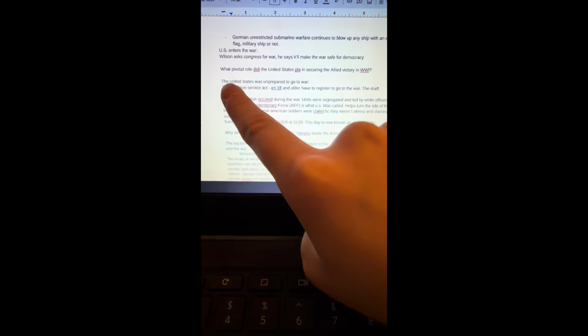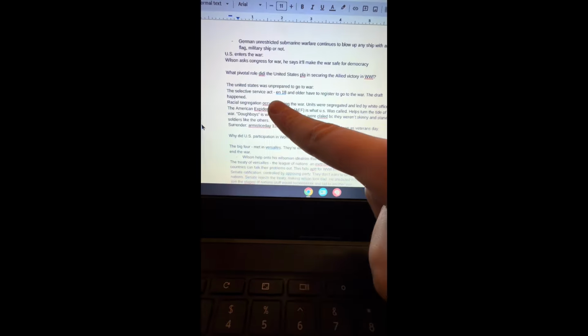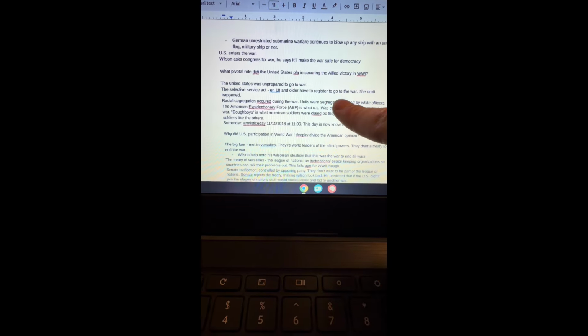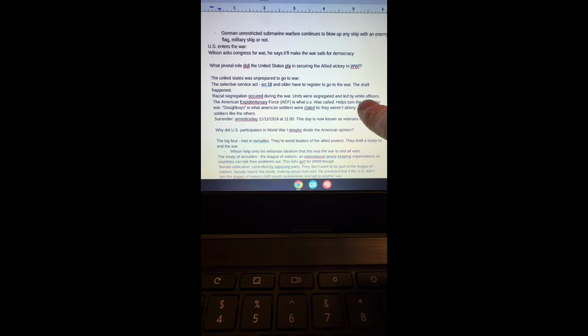What pivotal role did the United States play in securing the Allied victory in World War I? The United States was unprepared to go to war. The Selective Service Act required anyone 18 or older to register to go to the war. This is also known as the draft. Racial segregation occurred during the war. Units were segregated and led by white officers.